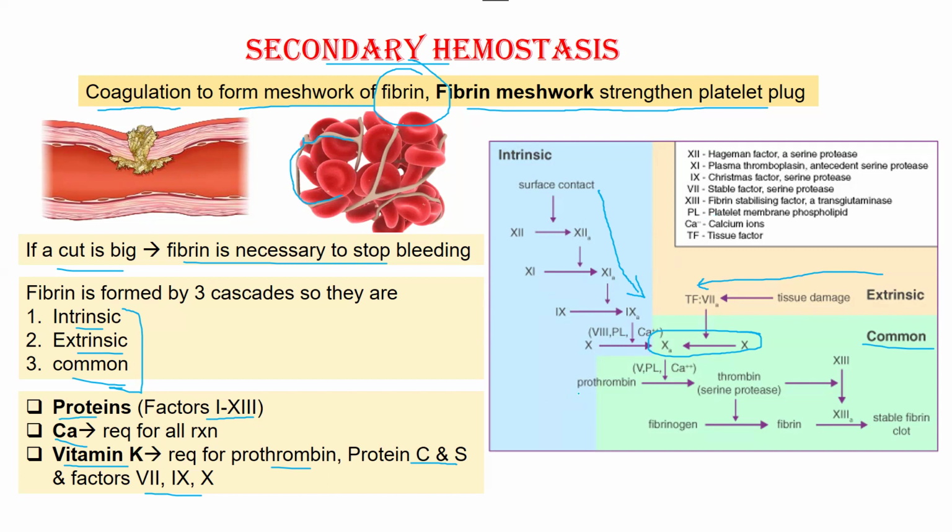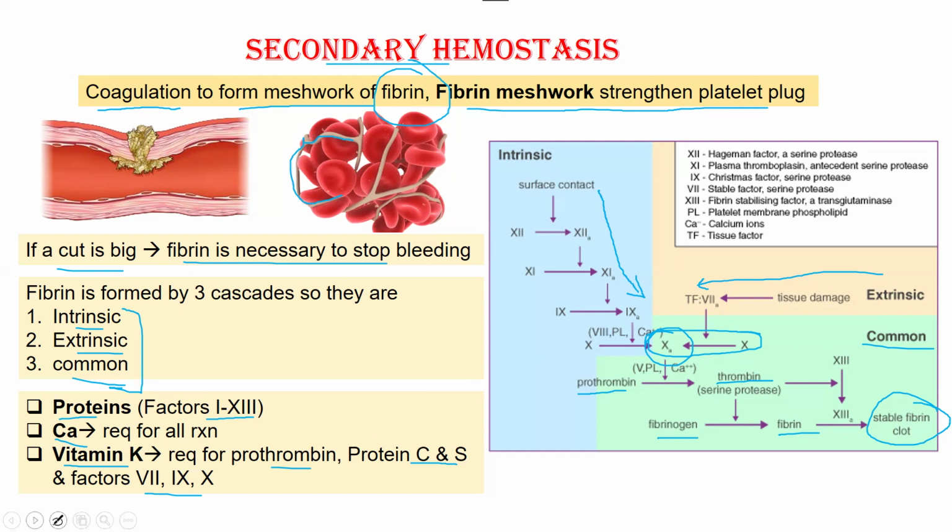So in the common pathway, you have basically prothrombin that is converted to thrombin by factor 10A. And then this thrombin will convert fibrinogen into fibrin, and this fibrin will form a stable clot. So you should remember this last step. These are very important, and we will see in the last slide why these are important. From this whole process, your fibrin meshwork will form, and that will strengthen the platelet plug.